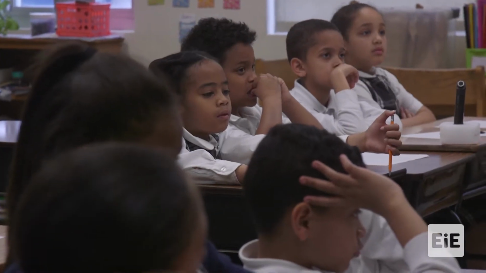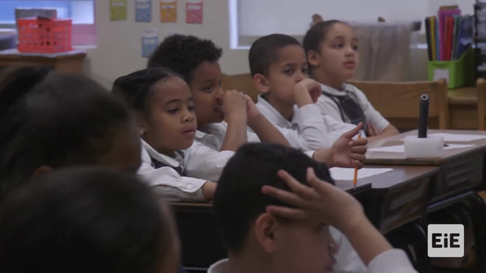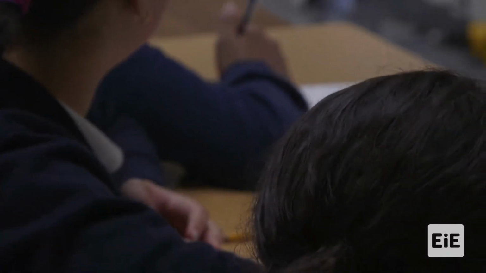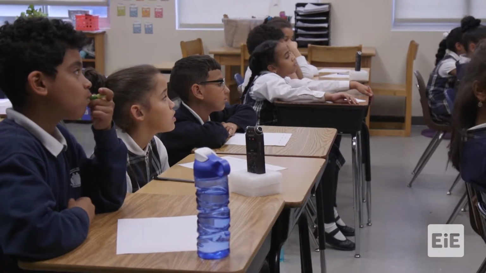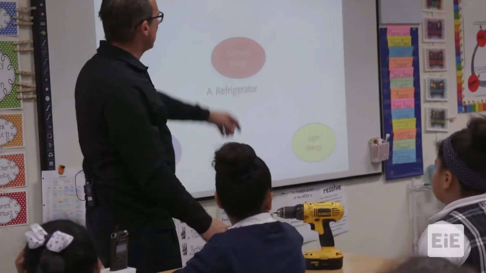What I'd like you to do now, and I have a couple diagrams up on the board here, is make arrows from the electrical source of energy to the various types that it makes. Grab a marker.